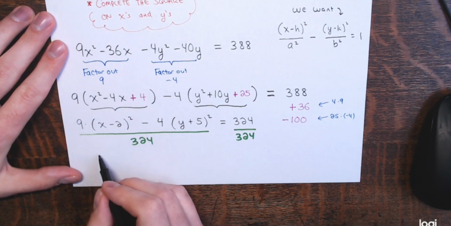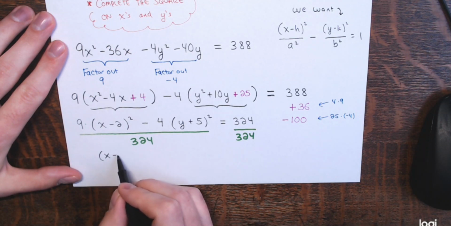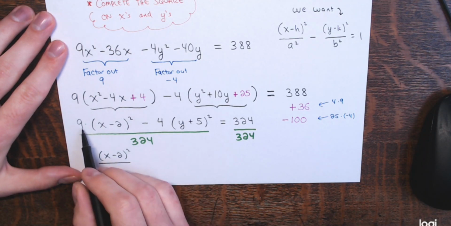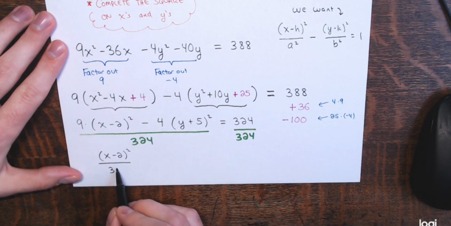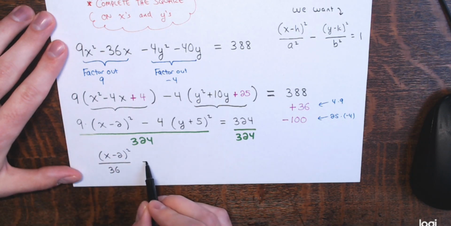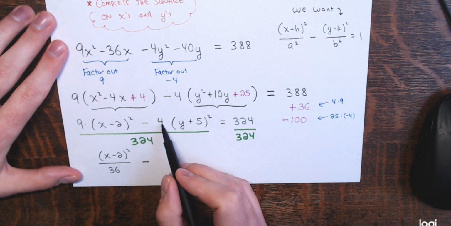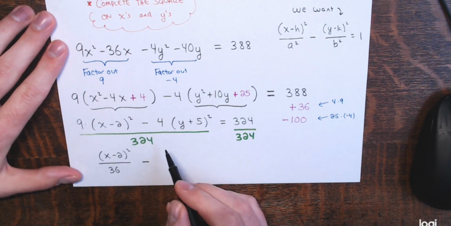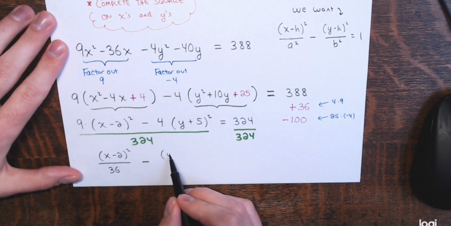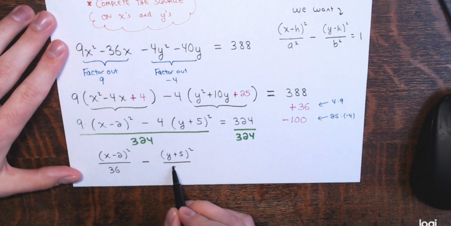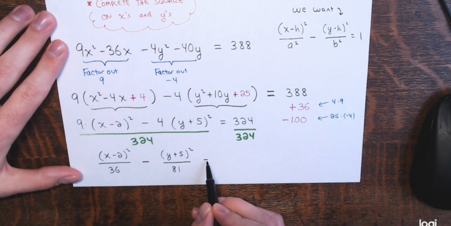So this first term becomes x minus 2 squared divided by, and then 9 goes into 324 36 times. Minus, and then 4 goes into 324 81 times. So this would reduce to y plus 5 squared over 81 equals 1. And here we go.